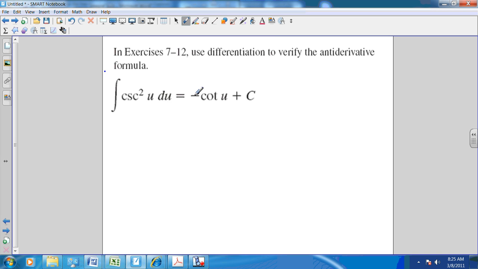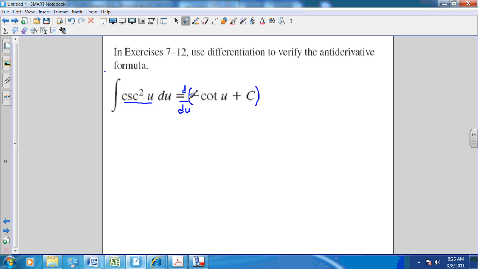In this first section today, I'm just going to reiterate the relationship between antiderivative and derivative. The antiderivative is what you would get if you took the derivative of this side, is what you should get here. So in the first couple problems tonight, all they're asking you to do is take a derivative of this side and confirm that you do get cosecant squared out of it.